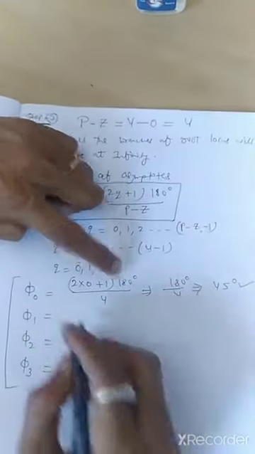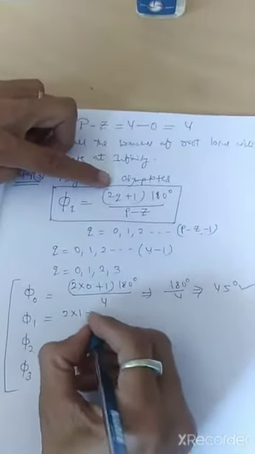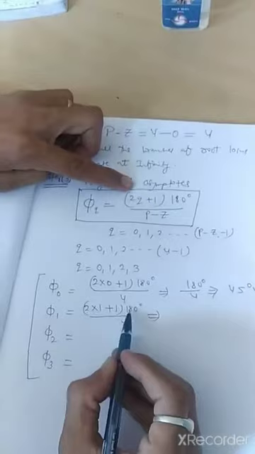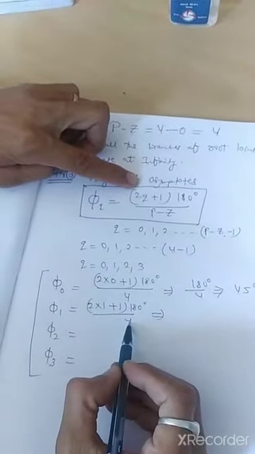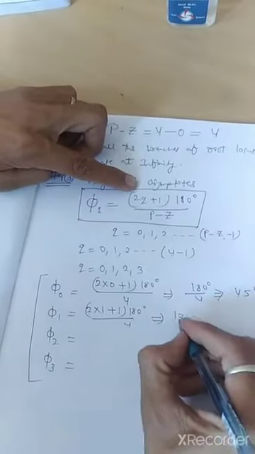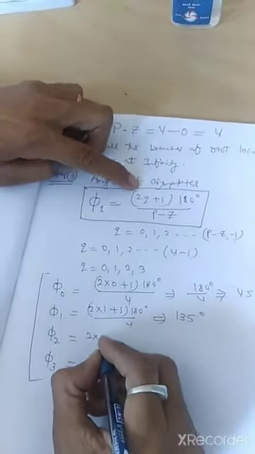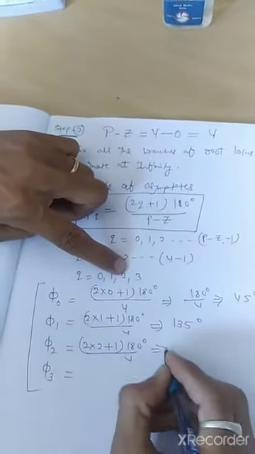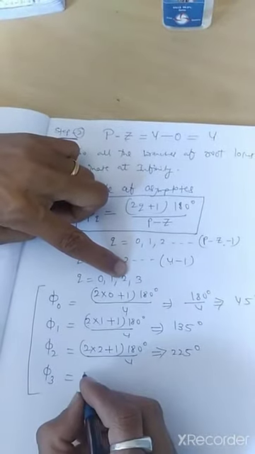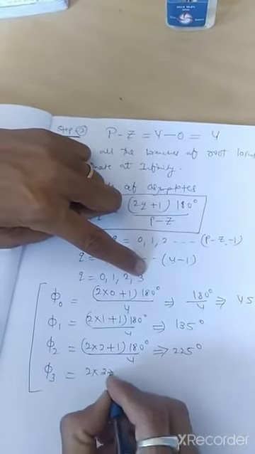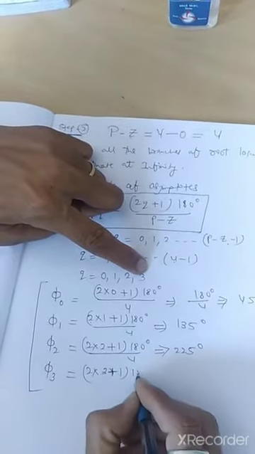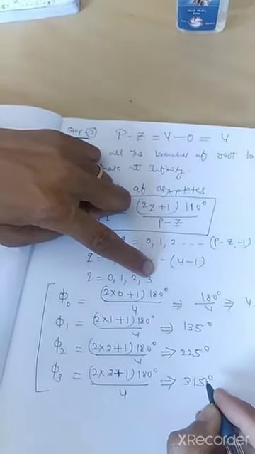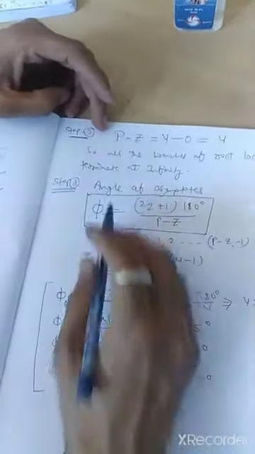So this is one angle of asymptote. The second one is with q equal to 1: (2 plus 1) is 3, multiplied by 180 degrees divided by 4. So it is 45 multiplied by 3, that is 135 degrees. The next one, with q equal to 2, gives 225 degrees. Then with q equal to 3, (2 times 3 plus 1) multiplied by 180 degrees divided by 4 gives 315 degrees. So these 4 are the angles of asymptote.